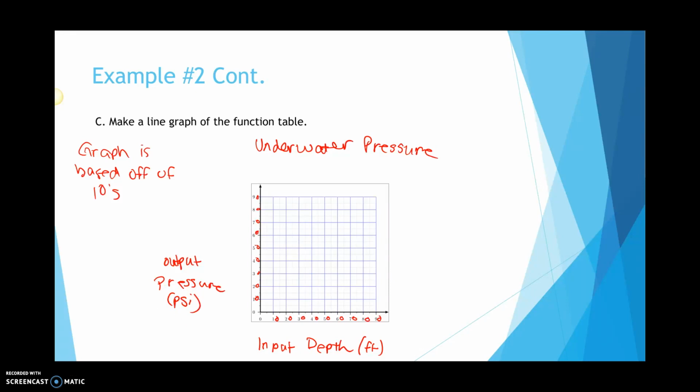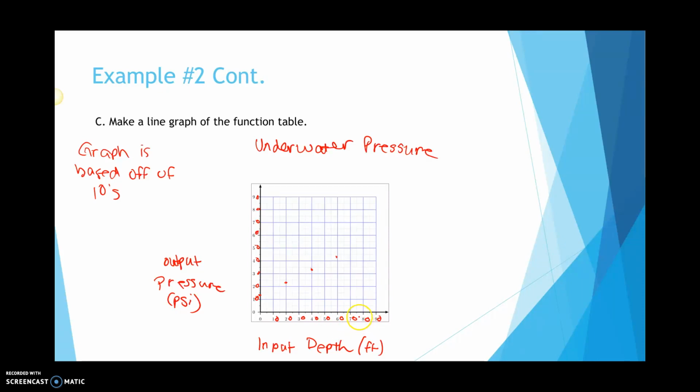I know I don't have the table right in front of me, but I'm just going to go ahead and graph these points for you. 0 was at 14.7. Again, you're going to estimate the best you can where these points are going to go. 20 was 23.6. 40 is 32.5. 60 is going to be 41.4. Sorry, my points are going off my graph right here.